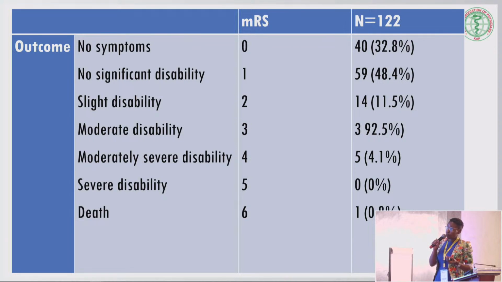Of our outcomes, MRS is modified Rankin score. It's scored from 0 to 6. We had a very good amount of patients who had a good outcome at 92.7% with a modified Rankin score of 0 to 2. We only had one fatality, and this was related to malignancy.